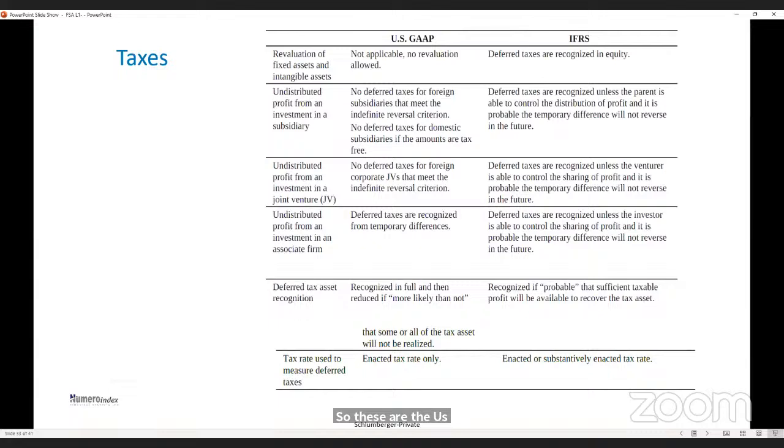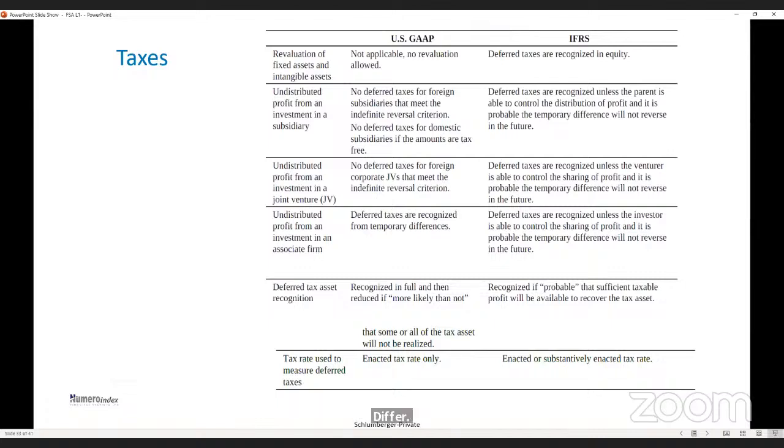The third one is saying that for undistributed profits from a JV, no deferred taxes if it's indefinite. But IFRS says there is going to be a deferred tax as long as the venturer is able to control the sharing of the profit, and it's probable that the temporary timing difference will reverse in future. Like I said, when there's a deferred tax asset, the major condition is that it must be probable that the temporary timing difference will reverse in future. All right. For undistributed profits from an investment in an associate, deferred taxes are recognized from the temporary timing difference. Both IFRS and US GAAP agree that there will be deferred taxes.